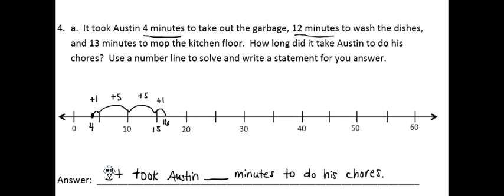So there's the 12 minutes for washing the dishes, and from there I need to hop 13 minutes to mop the kitchen floor. Let's see how we want to do 13. Let's do a hop of 10 first. I'm at 16. I'm going to hop 10. That would put me at 26. And then from there, I can hop 3 more. That puts me at 29. That tells me it took Austin 29 minutes to do his chores. Now this is just one way you could hop along the number line to solve this problem. Students are welcome to use their own strategies on the number line.